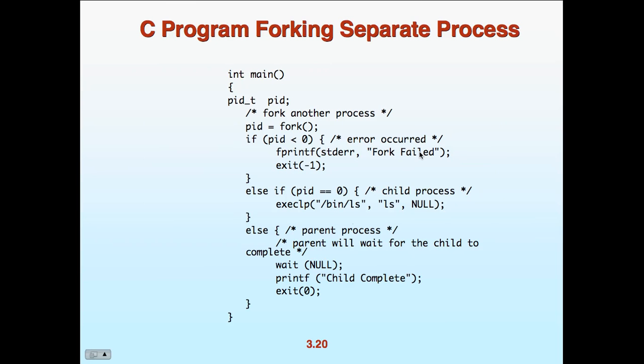Here's a C program that creates a process. So we have a PID, our process ID. When we create a process, we don't even know what the process ID is, because instead we get back whether it came back okay or whether it came back as a failure.